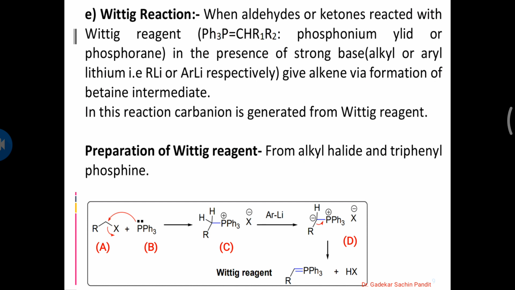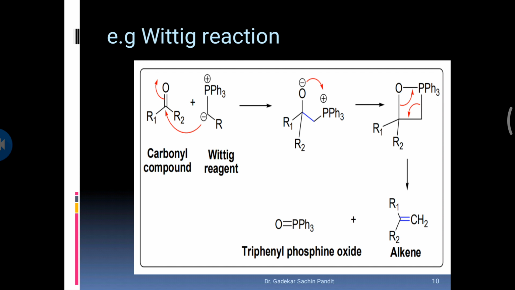This C compound has alpha hydrogens. It reacts with a strong base, aryl lithium, to form compound D. Okay, so this anion is stabilized through the phosphonium cation to give the Wittig reagent, R C double bond PPh3, plus HX. So this is the Wittig reagent.